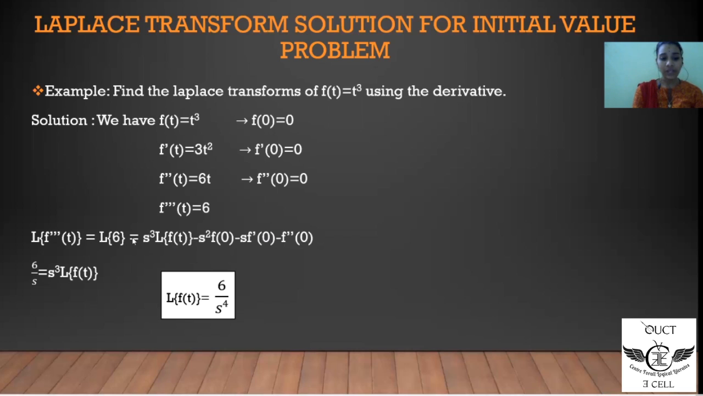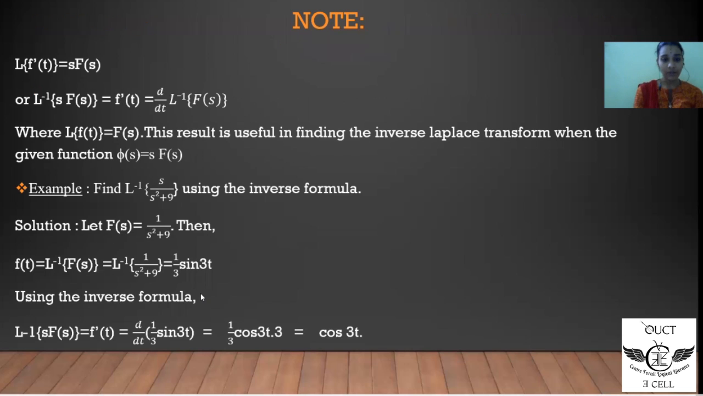Laplace of 6 is nothing but 6 into Laplace of 1. Laplace of 1, as we know, is equal to 1 by s. So Laplace of 6 is equal to 6 by s, which is equal to s cube into Laplace of f(t). Taking s cube to the LHS, we get Laplace of f(t) is equal to 6 by s to the power of 4. So the Laplace transformation of the given function t cube is equal to 6 divided by s to the power of 4. So this is how we use the concept to solve such kind of problems.